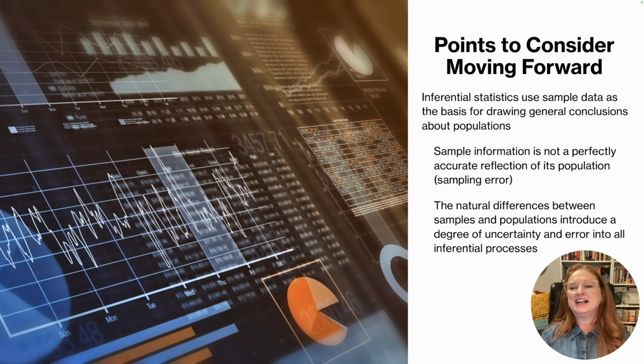Okay, moving forward. Again, inferential statistics uses sample data as a basis for drawing general conclusions about a population. The sample information is not a perfectly accurate reflection of the population. That's sampling error, and it's okay. There is a natural difference between the samples and the population. Again, it's okay. This does introduce a degree of uncertainty and error in all inferential statistics processes, and it's okay.